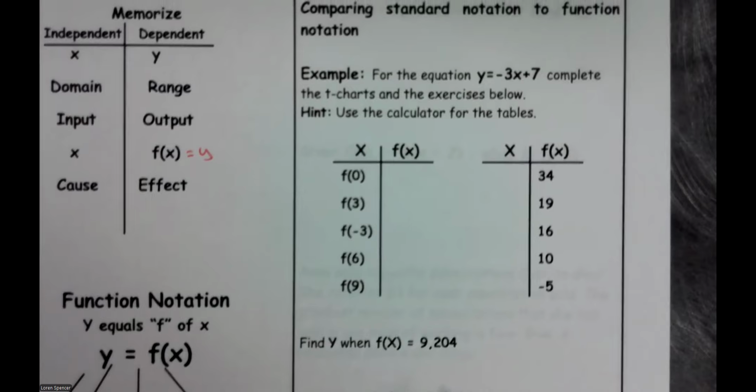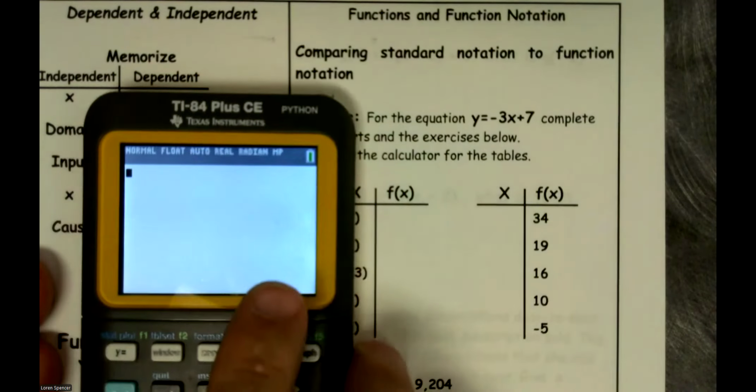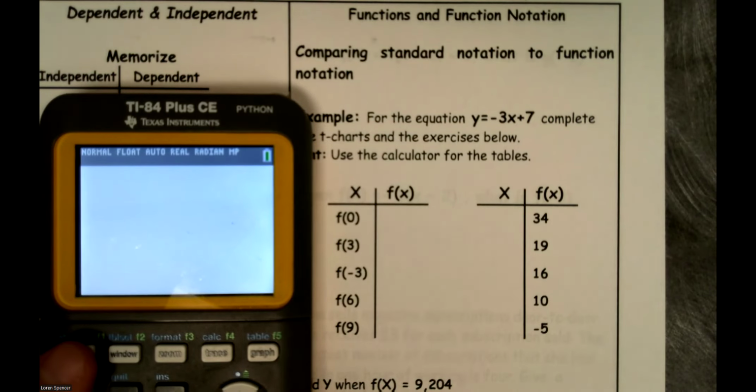All right. So for the equation y equals negative 3x plus 7, complete the t-charts and use the exercises below. Use the calculator for the tables. I'm going to do this two ways. I'm going to do this using the calculator, and you're welcome to do that. And I'm also going to use it by Desmos.